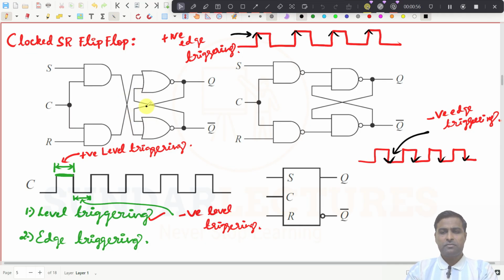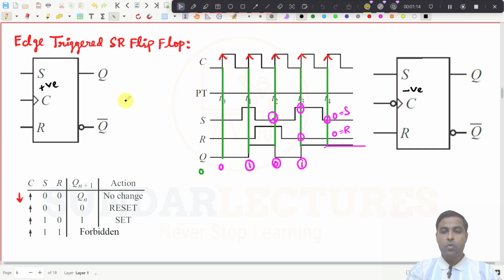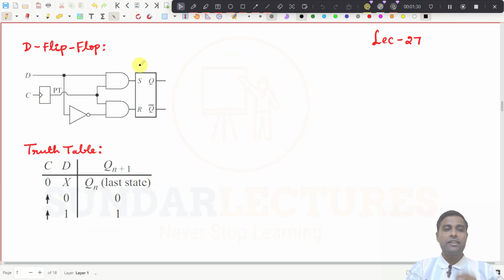And in clock pulse, we have seen there are two types, level triggering and edge triggering. In level triggering, we have positive level triggering and negative level triggering. In edge triggering, we have positive edge triggering and negative edge triggering, right? We have taken an example to understand the level triggered flip flop. And we have seen an example with the positive, sorry, not level triggering, edge triggering. Positive edge triggered flip flop, and we have seen how it works. And now we are going to see what is D flip flop.